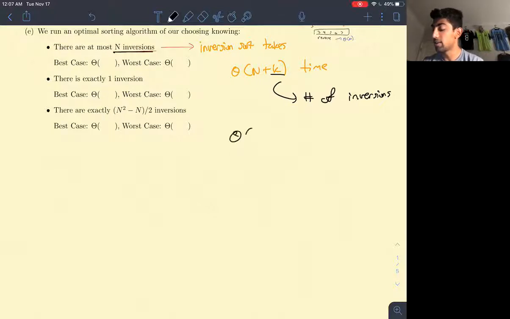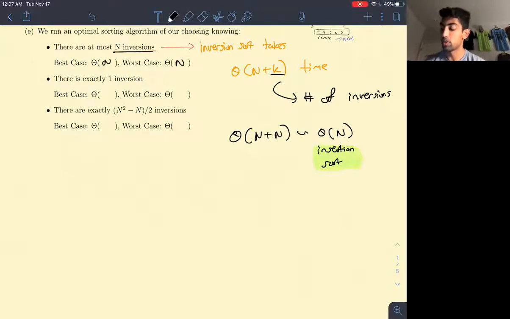we know that if we run insertion sort, it'll take us at most theta of n time, right? And that's using insertion sort. Okay, so it seems to me that theta of n is a pretty good runtime, so I'm going to put it down for best and worst case.